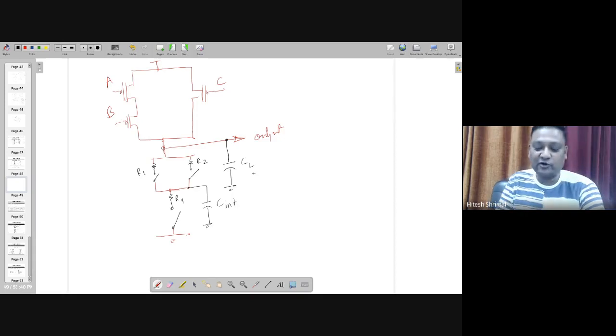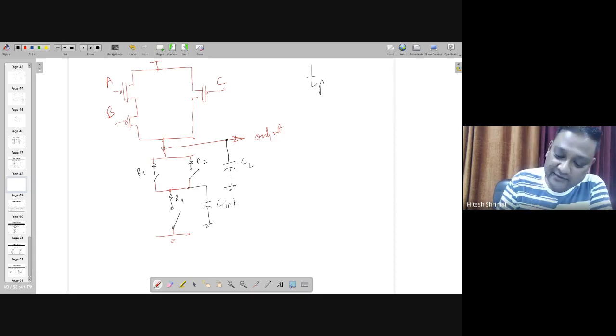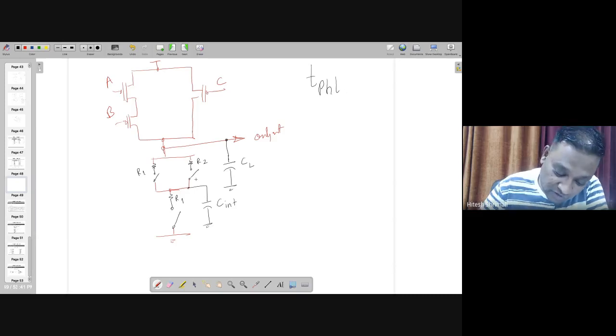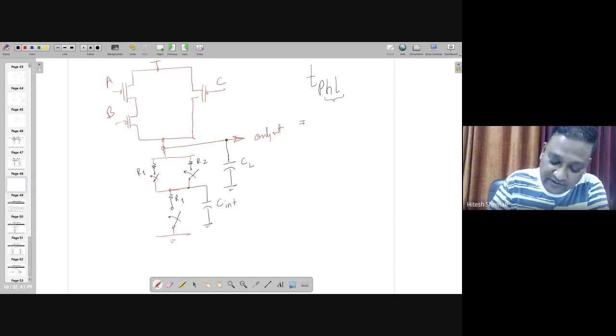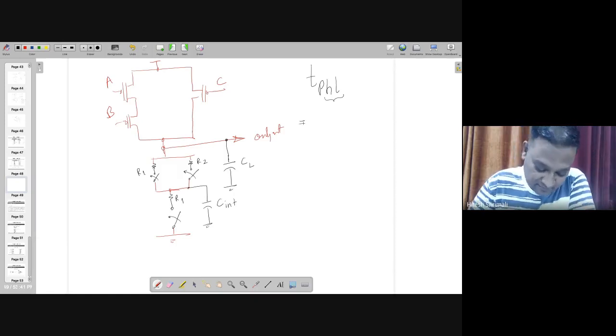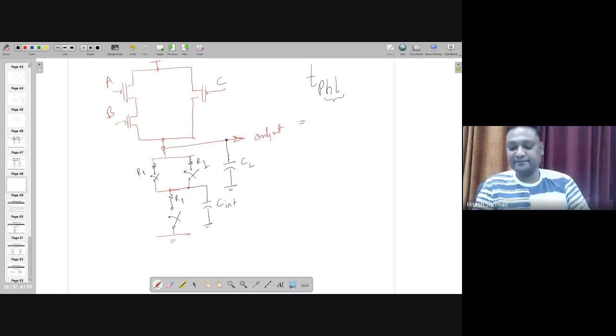Okay, now I want to find out TPHL. I'm writing this high to low because these particular switches are going to be on in such a way that this output will go to 0 after some time, and that time needs to be found out. That time we are going to define as TPHL. So can we try one more time? This is also R1. Somebody can try TPHL in the only pull-down network.